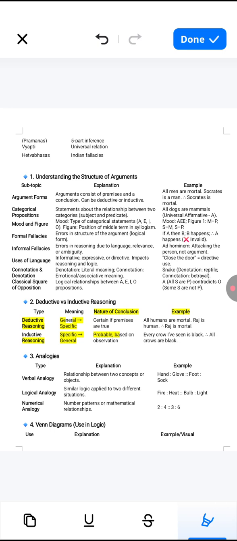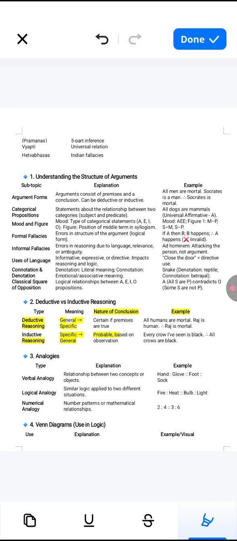Here more than two sets are used, which is useful in complex syllogisms. For example, all A are B, and some B are C. So hence some A may be C. This is the conclusion of two premises.